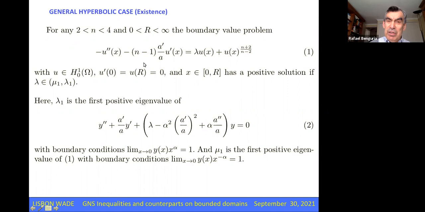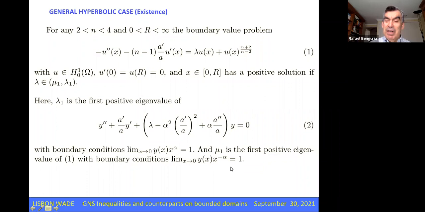And what we proved, in fact, is that if lambda is between these two spectral parameters, mu1 and lambda1, then there is a solution to this problem. And lambda1 is the first Dirichlet eigenvalue of this problem, so when you neglect this term, you have this quantity here with this boundary condition. And mu1 is the same. The nice thing is that you can characterize mu1 with the same ODE, the same expression here, but the only difference is the boundary conditions. For lambda1, the first Dirichlet eigenvalue, you have this boundary condition. For mu1, it is this different boundary condition.